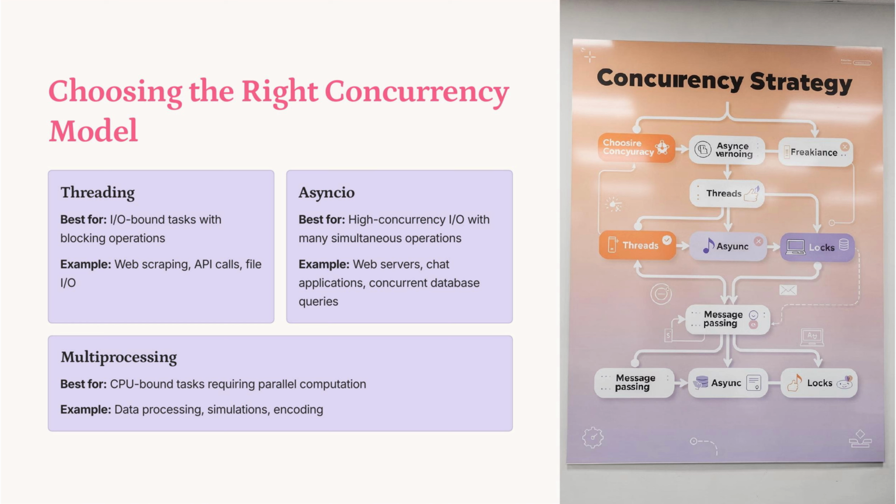Choosing the right concurrency model is crucial. Threading suits input-output-bound tasks like web scraping. Asyncio excels in high concurrency input-output, ideal for web servers. Multiprocessing is best for central processing unit-bound tasks, such as data processing. Each model has unique strengths, so select based on task requirements to optimize performance.